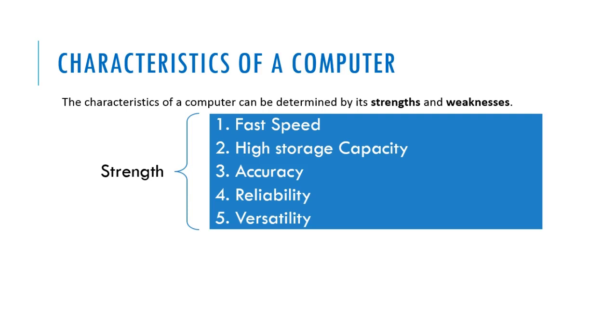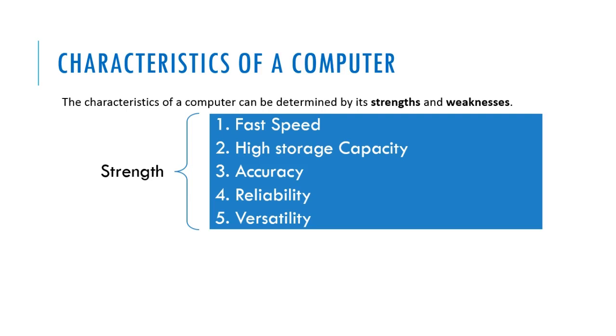Third is the accuracy. A computer can perform all the calculations and comparisons accurately. It does not make mistakes unless and until the user makes mistakes while giving the instruction. Next is reliability. A computer is immune to tiredness, boredom or fatigue. That is, computers never get tired, and thus they are more reliable than human beings.